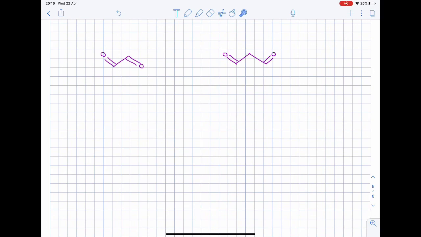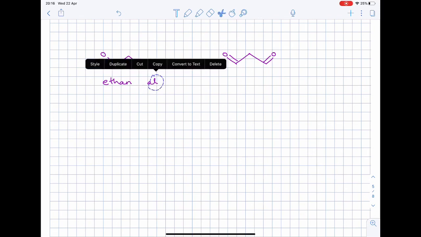You can have compounds with two aldehyde functional groups, and these are called dials. So you can have, for example, here we've got a dial with two carbons that's based on ethane. So we have ethane as a parent alkane. We take the E off the parent alkane, replace it with AL, and that's ethanal. But because we've got two aldehyde groups, it's a dial. So we take the AL to one side and we put di.